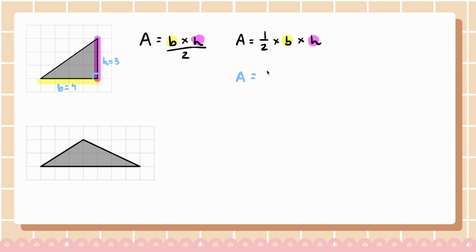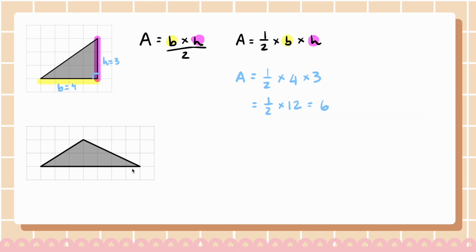A is equal to 1/2 times our base, which is 4, times our height, which is 3. To simplify this, we'll leave 1/2 the same, and I know 4 times 3 is equal to 12. 1/2 of 12 is equal to 6. So this triangle has an area of 6.